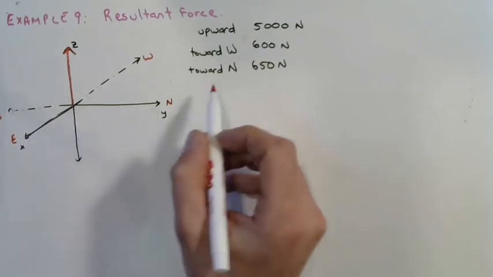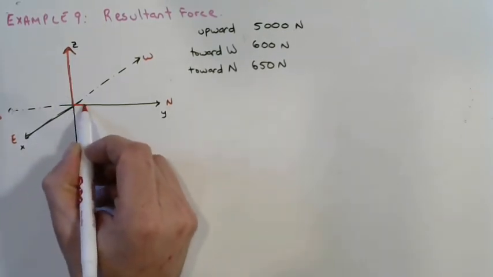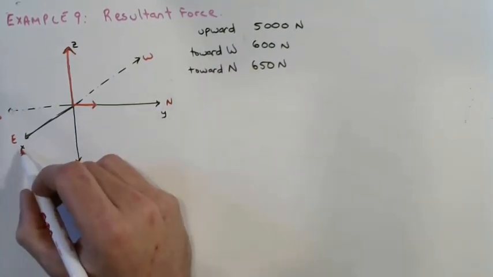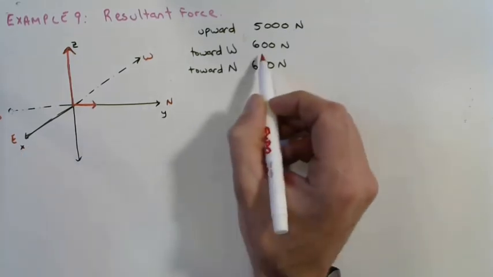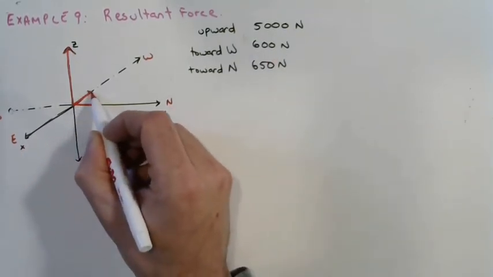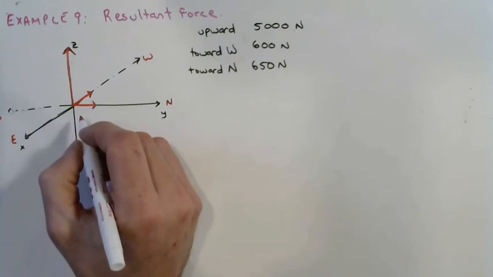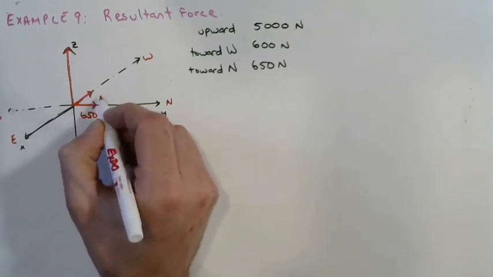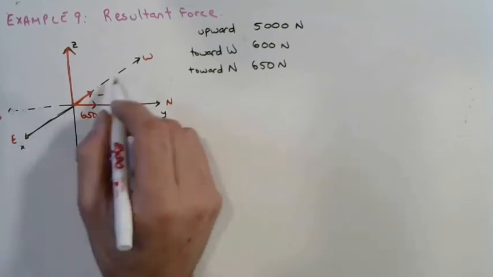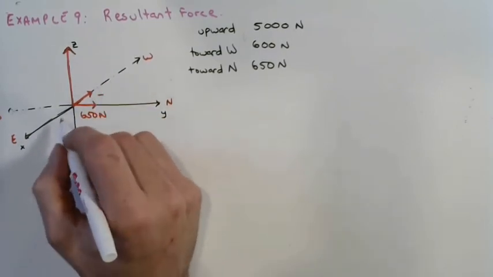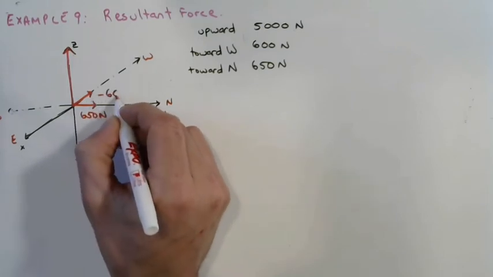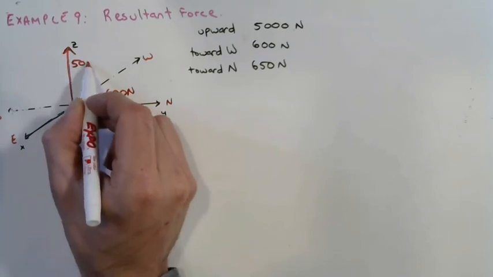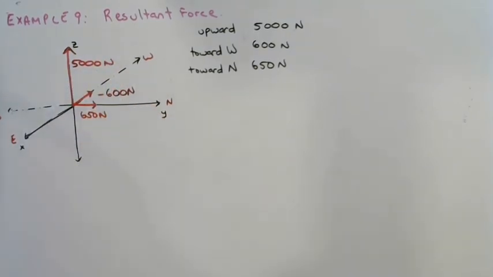All right, we're going 650 to the north. That's just a short guy in comparison to our crane. And then toward the west is negative in the x direction, okay? So that's 600 newtons. Negative. So here we have one that is 650 newtons. Here we have a negative in the east-west direction. In the x axis, we have a negative 600. And the crane heading upward is positive 5,000. Okay, that's a visualization of what's happening here.